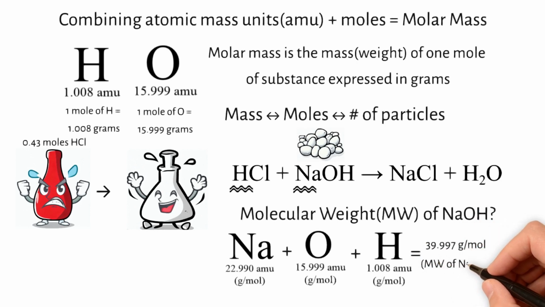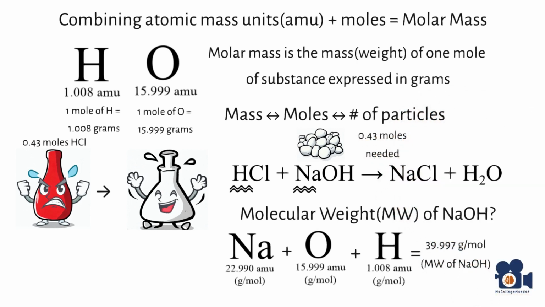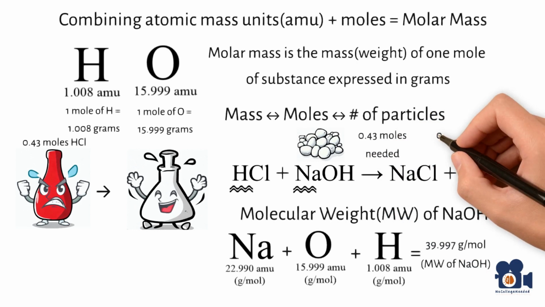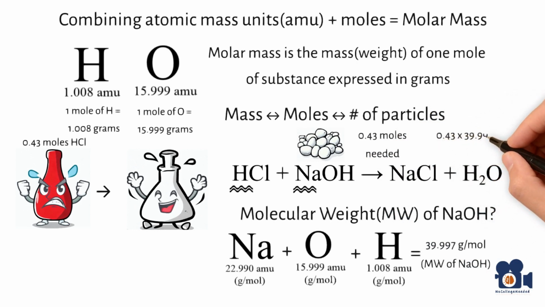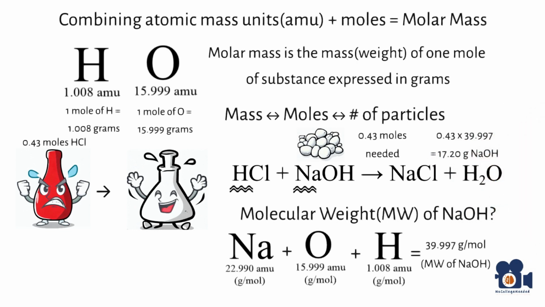39.997 grams per mole. However, you only need 0.43 moles, not 1 mole, so you multiply the 39.997 grams per mole by the 0.43 moles to get 17.2 grams of NaOH. Using dimensional analysis is highly recommended when doing any types of calculation in chemistry to make sure you're keeping track of the units.